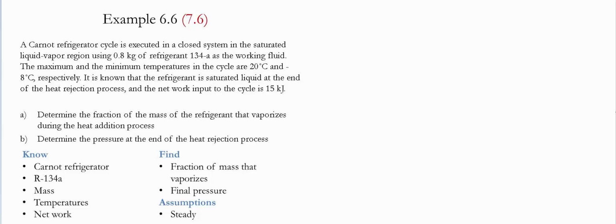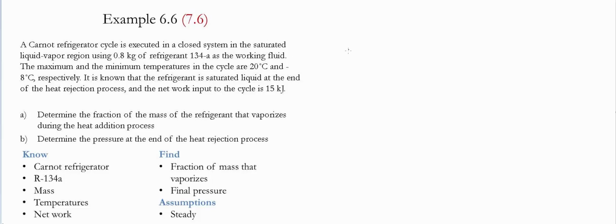A Carnot refrigerator cycle is executed in a closed system in a saturated liquid vapor region using 0.8 kilograms of refrigerant 134A as the working fluid. The maximum and the minimum temperature in the cycle are 20 Celsius and -8 Celsius respectively. It is known that the refrigerant is saturated liquid at the end of each heat rejection process, and the net work input of the cycle is 15 kilojoules. We need to determine the fraction of the mass of the refrigerant that vaporizes during the heat addition process, as well as the pressure at the end of the heat rejection process.